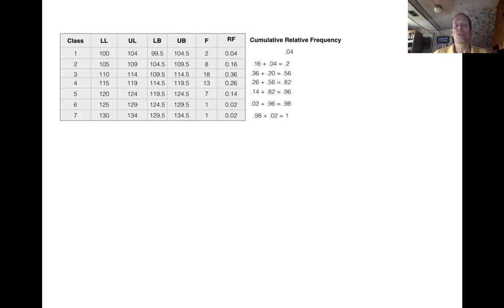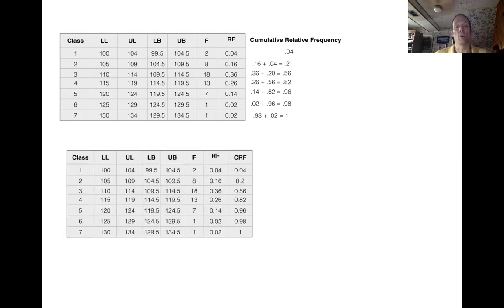So now that I have this all calculated out, what I'm going to do is start to put this back into a chart to summarize it really nicely. And there's something really cool that I could do with the cumulative relative frequency. If I focus in on, I'm just going to pick class 5 here, 96%.